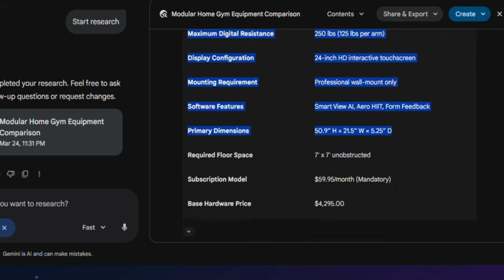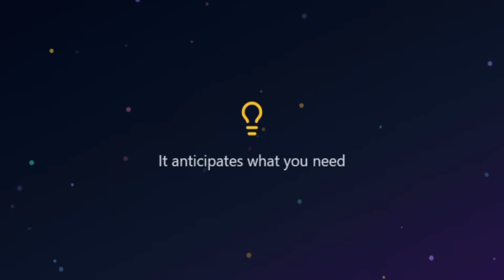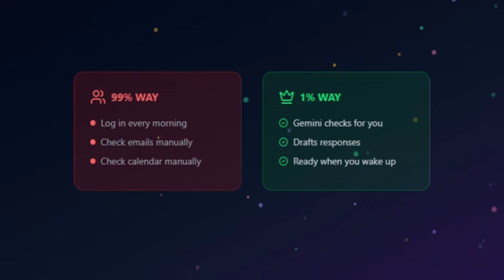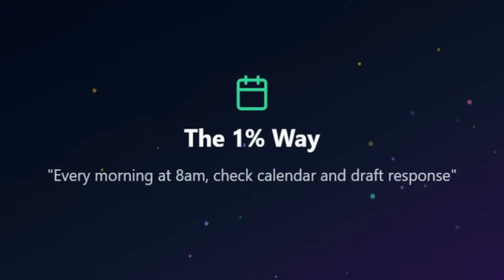But a true assistant doesn't wait for you to ask. It anticipates what you need. This is where scheduled actions come in. In the 99% world, you log in every morning and check your emails and calendar. In the 1% world, you tell Gemini every morning at 8 a.m. for high priority client questions. Check my calendar for open slots and draft a response for me to review. How do you do it?